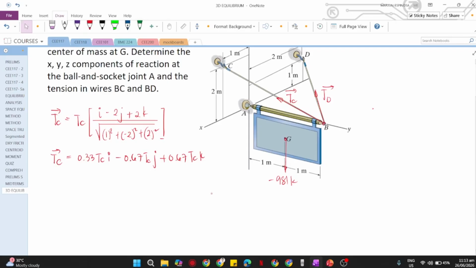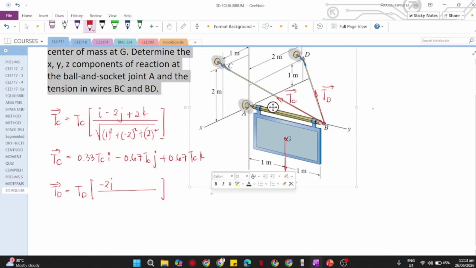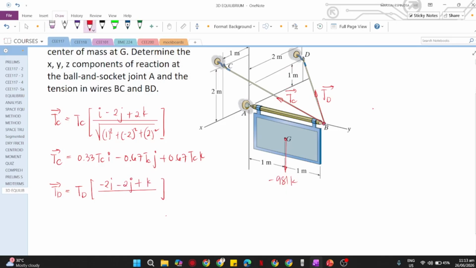And then similarly for our tension D in vector form, we have here TD, and then yung unit vector niya from B to D. So ano yan? Along X, that is negative 2I, kasi opposing siya sa positive side of our X. Ito yung positive side natin. So opposing siya, no? And then we also have negative 2J, similar lang dun sa TC. And then yung K natin is 1. Okay, so kaya we have here 1K or K.